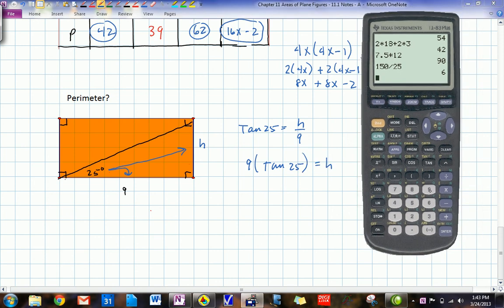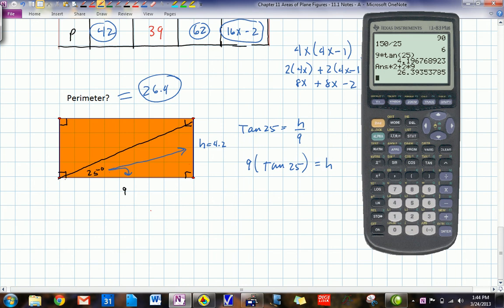So with my calculator, I go 9 times tan of 25, and that is approximately 4.2. I'll write this down here just to remind us. But I'm actually going to use the whole thing. So I'm going to go times 2. Notice when I press times, it takes that last answer, and then times 2, plus 2 times 9. That's 2 of the bases. Press enter, and that gives me a perimeter of approximately 26.4. So the perimeter is equal to 26.4, whatever kind of units that we're talking about here.